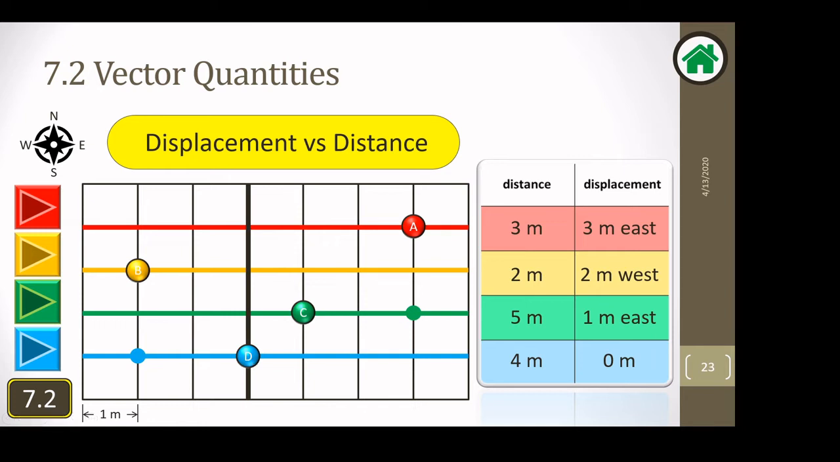So it's like if you run a race around a circular track or an oval-shaped track, the distance will be the length around that track. You might run 500 meters or however long it is to go around that track. But your displacement will be 0 because you will end the race exactly where you started it.